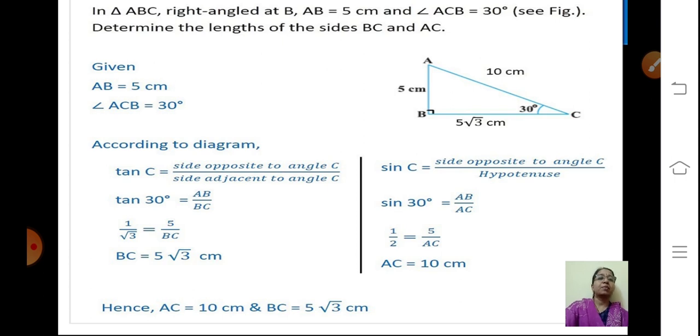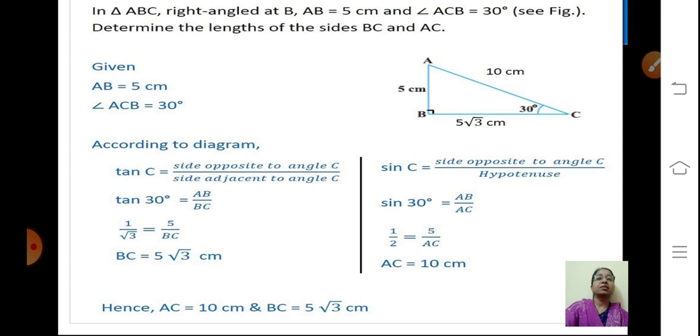Now let us take examples. These are some extra examples. So here what is given? In triangle ABC, which is right angle at B, AB is equal to 5 centimeter and angle ACB is 30 degree. Given, see in the diagram. Determine the lengths of the sides BC and AC. Though the values are written in the diagram, they have been written after calculating. We have to calculate it first. So these two lengths we have to find out, right?